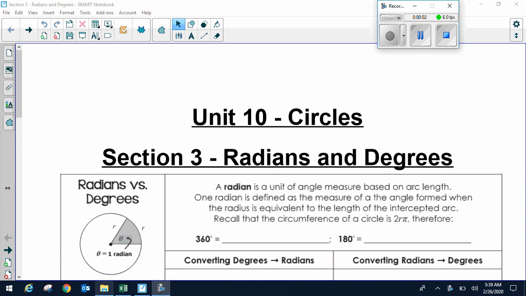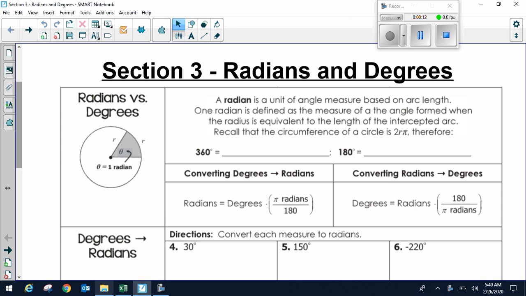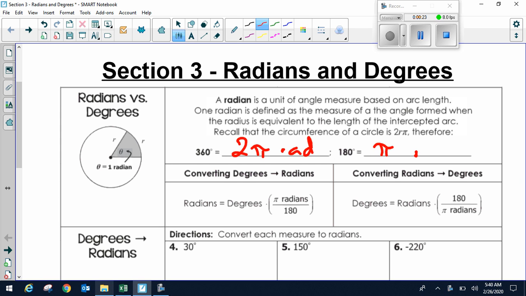So today we're talking about radians and degrees. A radian is just a unit of angle measure based on arc length. Basically what happens is 360 degrees, you go all the way around, is the same as 2 pi radians. 180 degrees is the same as pi radians.